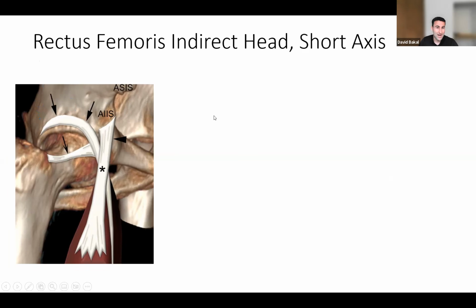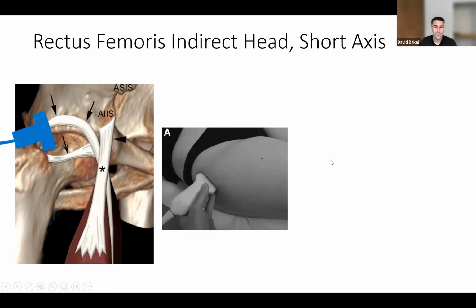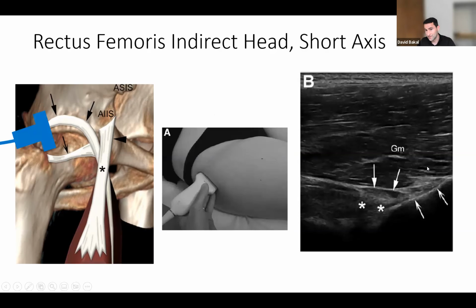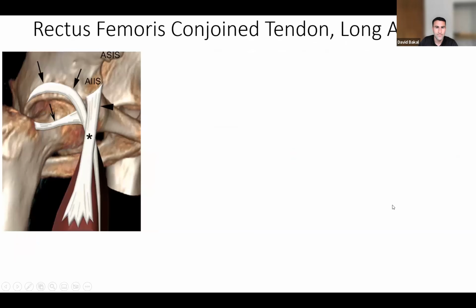Some papers have also talked about looking at the rectus femoris indirect head in short axis. It is pretty tricky to do, but you're in a similar position to before, but rotating that probe 90 degrees. And if you're able to get it, you can see here is the superior acetabular ridge. You've got an indirect head in short axis inserting onto it. So we also talked about the conjoined tendon. That was this portion right here.